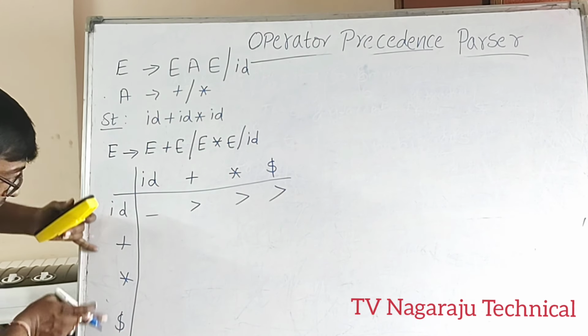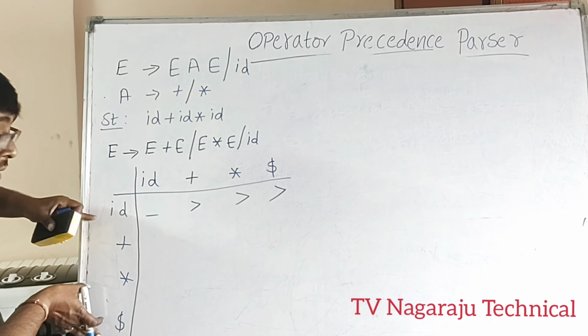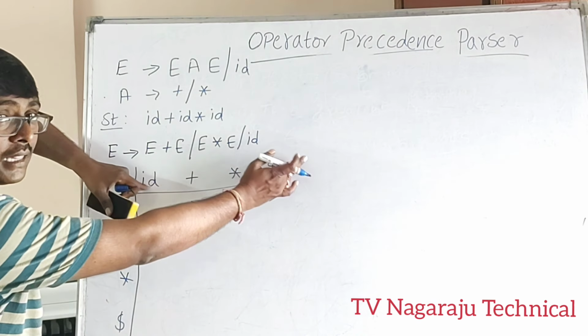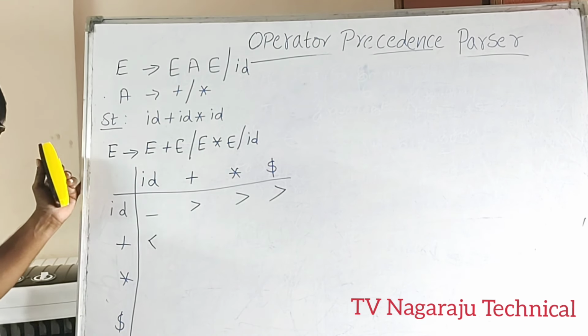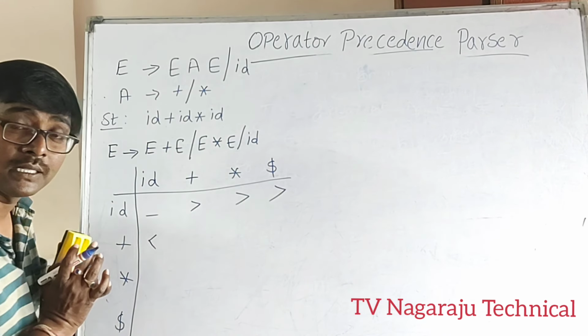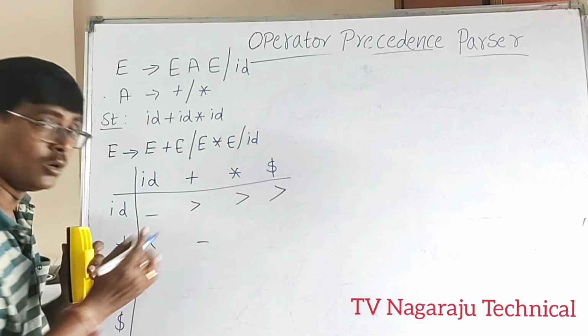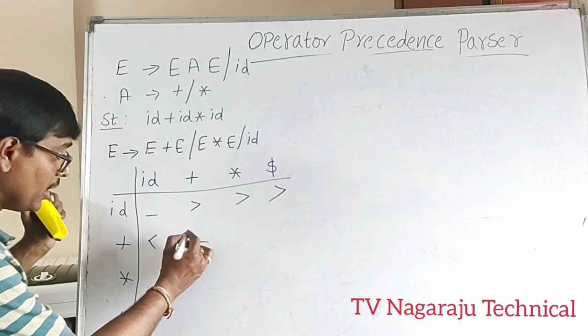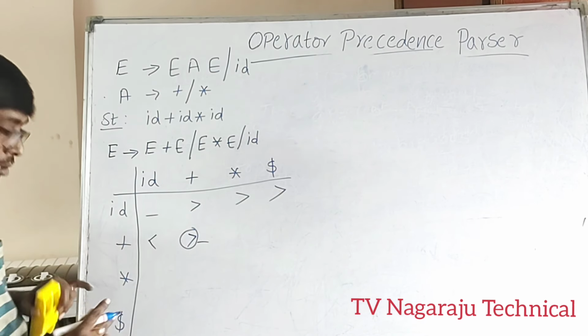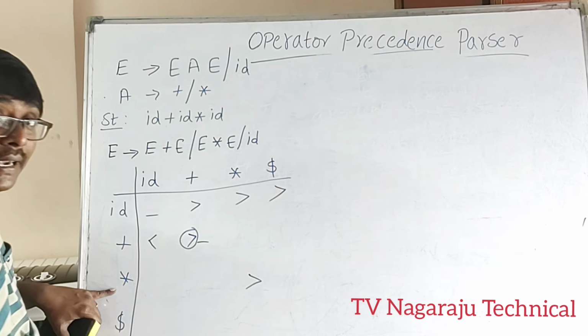That is, these are the symbols that are present. If it is on the stack, it is on the input string. Suppose plus has less priority than identifier. For plus and plus, there is no relation, or based on the associativity, you can write greater than also. Similarly, star and star, greater than.